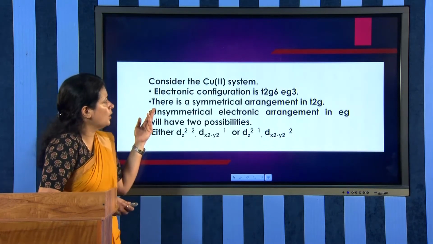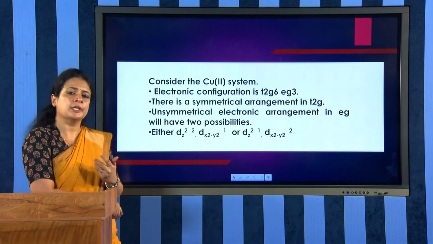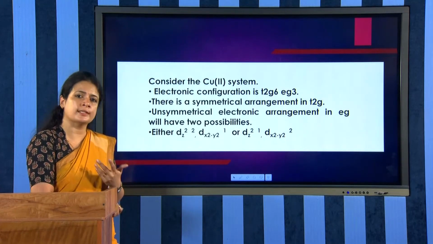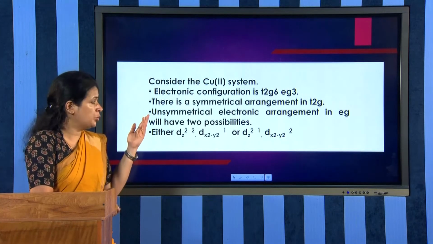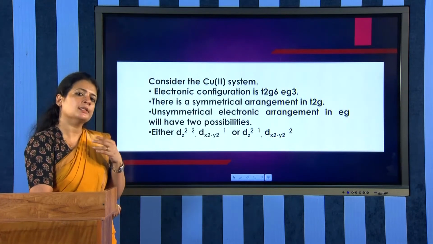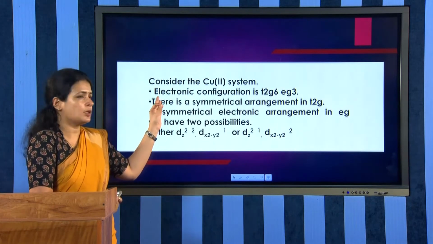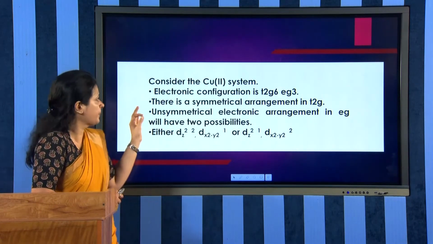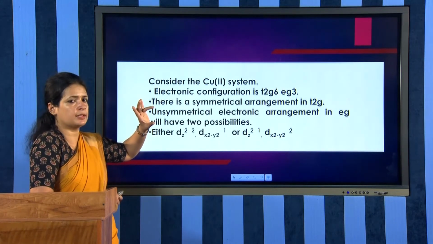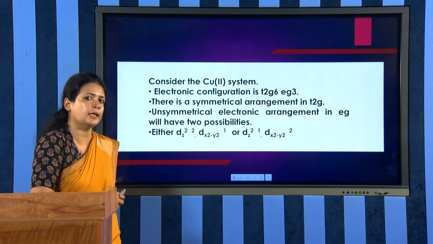See, consider the copper 2 system, Cu2+. The electronic configuration of copper is 3d9 4s2. In the case of Cu2+, two electrons will be removed from the s orbital. So, it is 3d9 4s0. That is, Cu2+ is a d9 system, and in the octahedral crystal field, you have the electronic configuration t2g6 eg3.